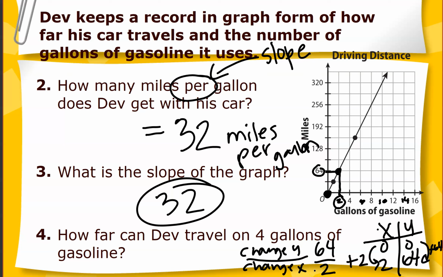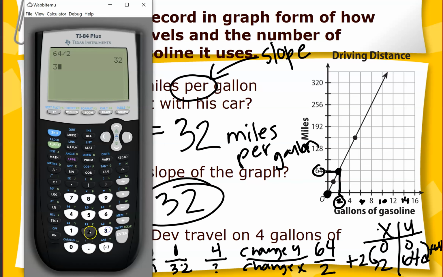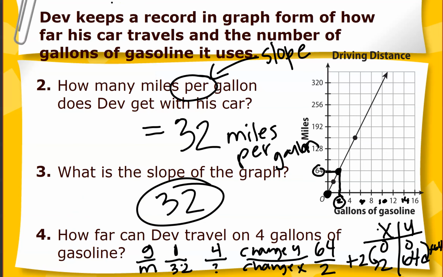Question number 4, it says, how far can Dev travel on 4 gallons of gasoline? Well, if for 1 gallon, so I'm going to put gallon and miles here. If for 1 gallon he can travel 32, how much can he travel for 4? Well, all you got to do is multiply, right? 32 times 4 is 128. So 128. If I cross multiply, 32 times 4, 128 divided by 1, 128.